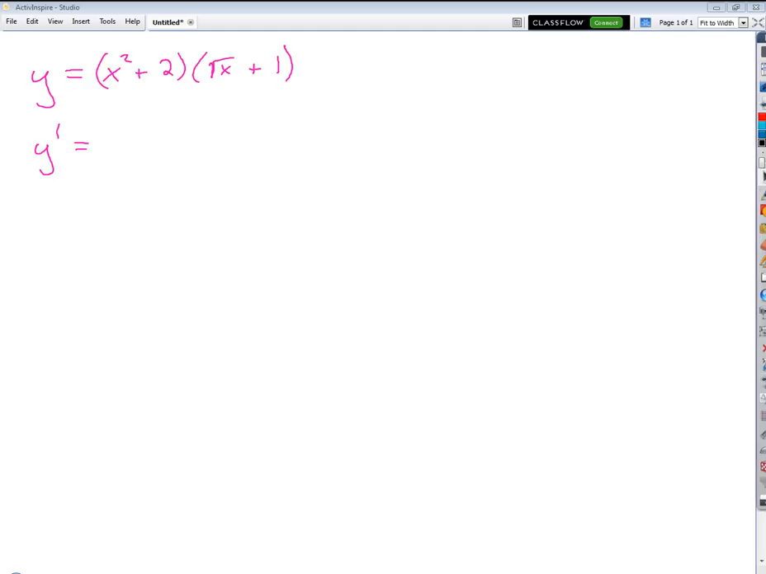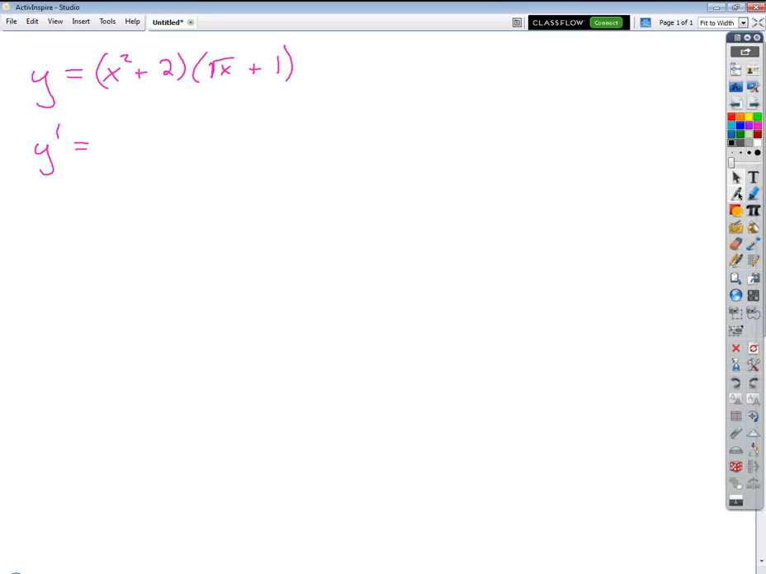All right, so what kind of thing is this? What rule are we going to follow? Product rule, it's a product, okay? So we'll take the first factor as being u, second factor as being v. What is the product rule going to give us here?